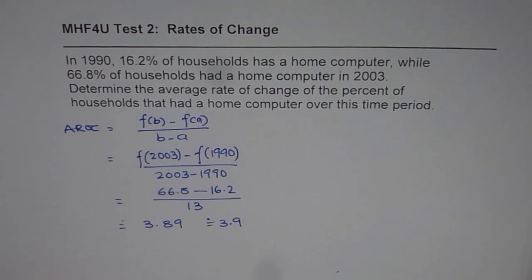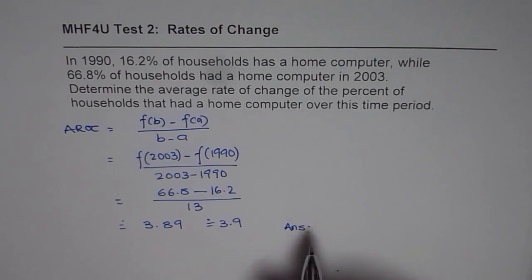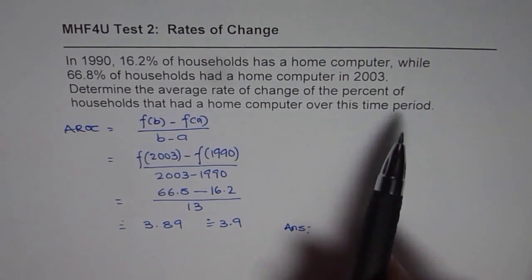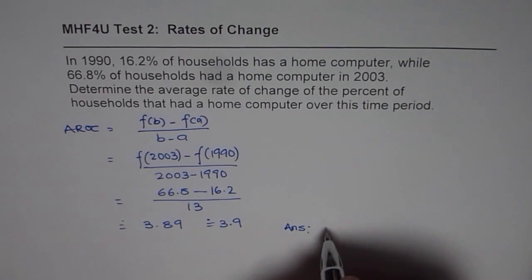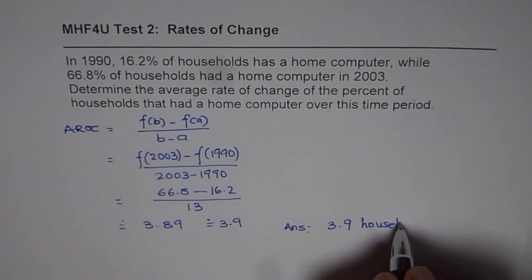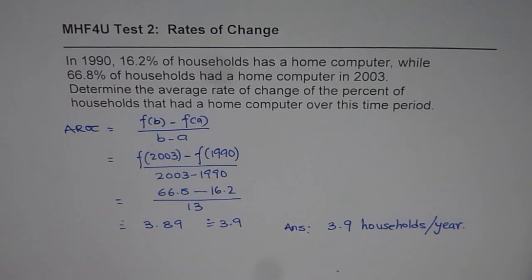Right? So all these rates of change, when we are talking about them, we'll round them most of the time, but the important thing here is to include the units, right? So when you write your answer, let me clearly write the answer here, you should say the average rate of change of the percent of households that had a computer over this period was 3.9 households per year. So if you don't include your units in the answer, you will definitely lose 0.5 marks.